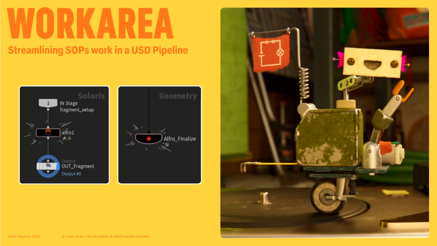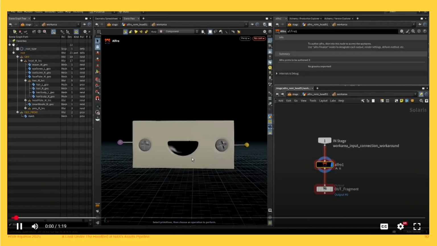Let's look at this with an example, investigating this measuring tape looking friend right here. It's one of the other characters from the A-Lab, Remy. We'll look at those little fuzzy pieces to either side of the head. When we create hair and fur, we work in our proprietary grooming toolset, Alfro. You can see two highlighted nodes there too. We have an Alfro LOP in Solaris and an Alfro Finalize SOP in the geometry context. We'll be looking at the head entity for this character for simplicity's sake.